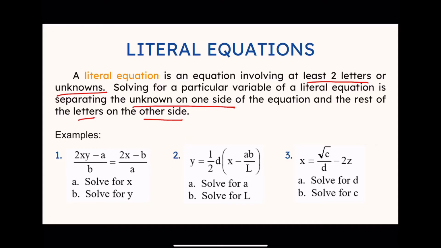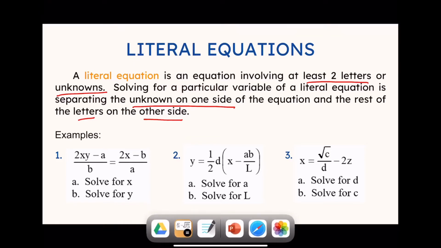Similar with literal equations, your target or goal or objective in this kind of equation is that you'd be able to put the specific unknown we are solving for alone on one side of the equation, and then the other letters, parameters, or variables that you have should be kept at the other side, opposite to the one we are solving for. So let's illustrate how we solve literal equations with three examples.